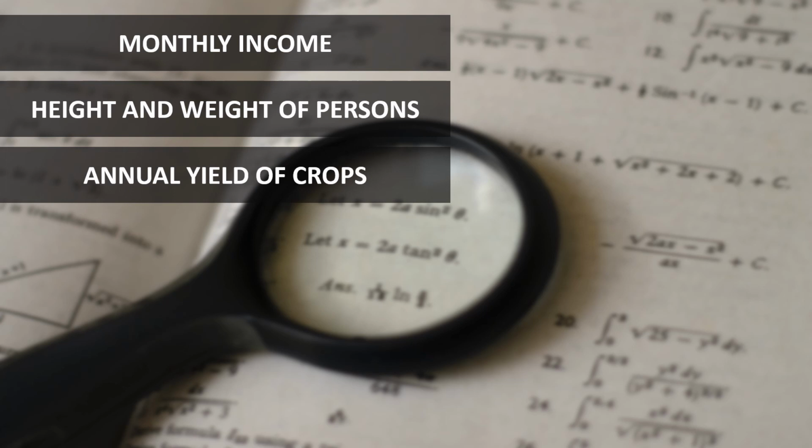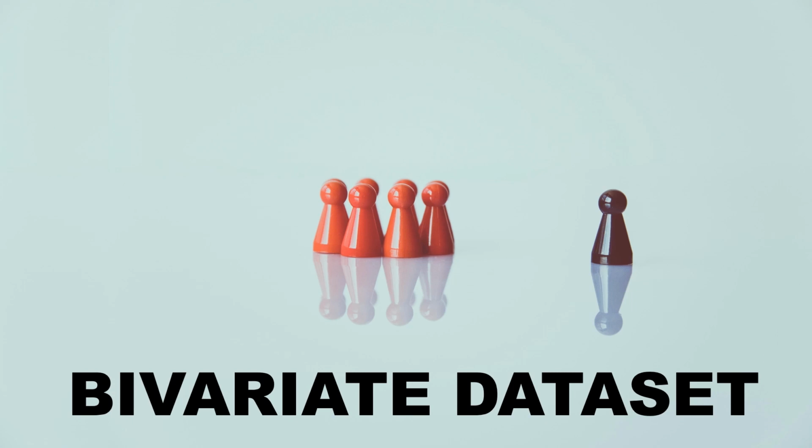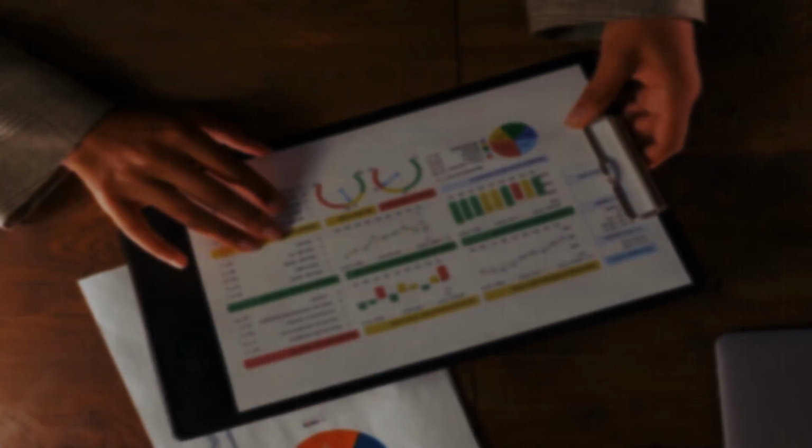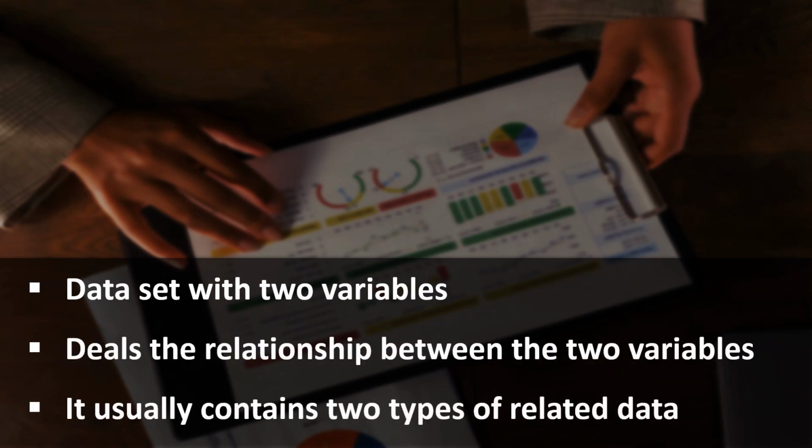Now let us come to the other data set. The other data set can be a bivariate data set. When we say bivariate, bi means two, and variate means we are talking of variables. So a data set with two variables is called a bivariate data set, and it deals with the relationship between the two variables, right? It usually contains two types of related data.